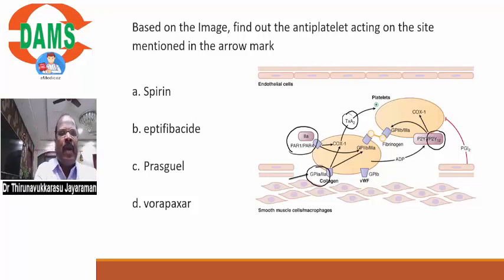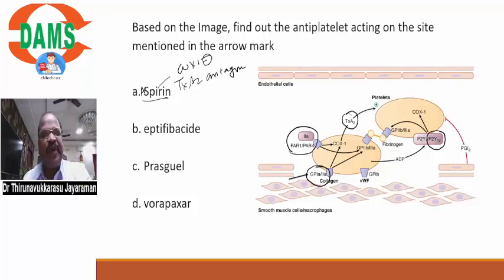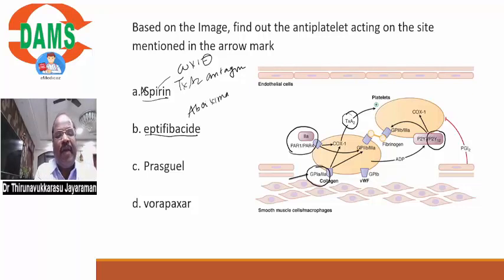Now look here, aspirin. Aspirin is a thromboxane A2 antagonist. It's a COX-1 inhibitor, thereby inhibiting synthesis of thromboxane A2. Rule out. Eptifibatide, then abciximab, then tirofiban are antiplatelet drugs targeting GP2B3A. They asked about the one mentioned here. So the answer will be option B.